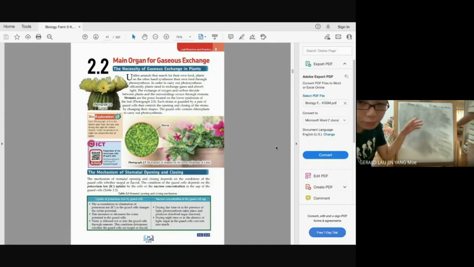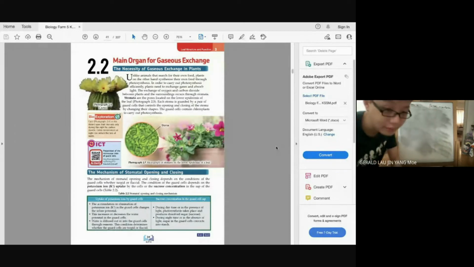The accumulation or elimination of potassium ion in the guard cell changes the solute potential. Both of these, the process is the same: because of the concentration, there is low water potential, so the water will diffuse in. It's the same mechanism, just that the things are different. Here is potassium ion, here is sucrose. So water diffuses in or out of the guard cell, determining turgid or flaccid.